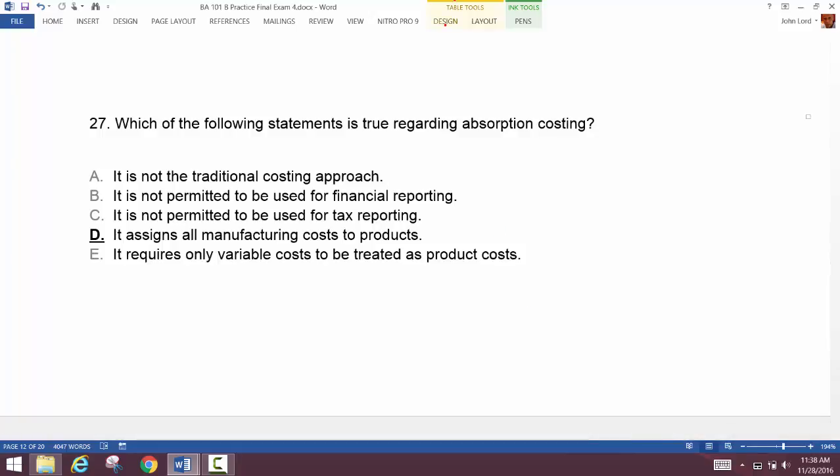So which of the following statements regarding absorption costing is true? All manufacturing costs go to be product cost. Our materials, our labor, which of course are both variable, and our manufacturing overhead, both our variable and our fixed manufacturing overhead, right? If this was variable costing, the answer would be that fixed manufacturing overhead costs are not treated as product costs, they're treated as period costs, right?